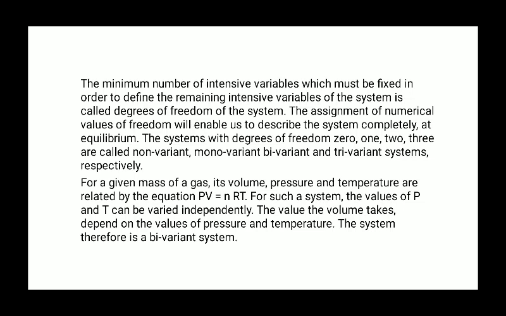For a given mass of gas, its volume, pressure, and temperature are related by the equation PV = nRT. For such a system, the values of P and T can be varied independently, and the value of volume depends on the values of pressure and temperature. The system therefore is bivariant. That means volume depends upon the two variables, pressure and temperature. Hence it is called bivariant.